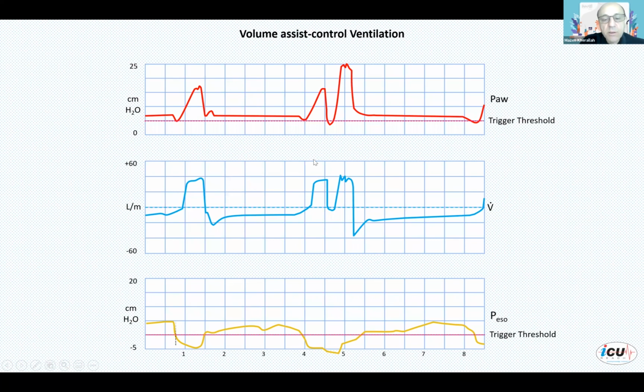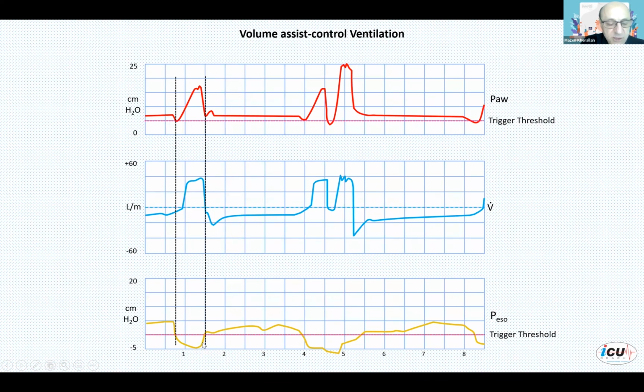This correlates with, let me just get the, why don't we start from the first one here? So you can see this is the esophageal pressure, and this is the trigger threshold that is actually depicted on the esophageal pressure tracing. And the patient had to drop the pressure to this point here before he was able to trigger a volume controlled breath. You can see the pressure goes up gradually, the flow goes up to a square wave flow waveform, and the pressure continued to drop.